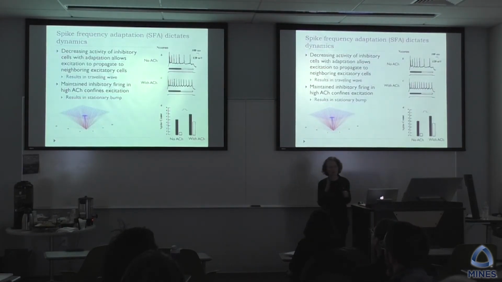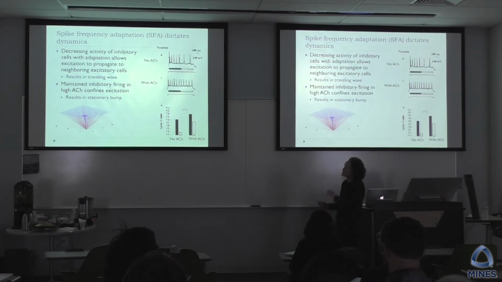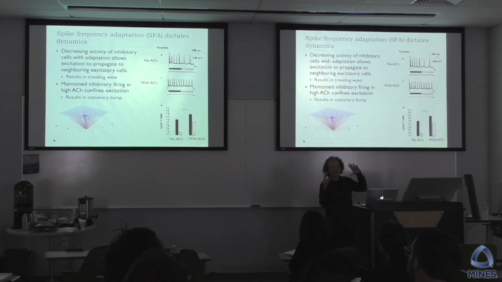But what was even more interesting, without going into a lot of details, is that in this case, it wasn't really the PRC. I've been harping on the PRC this whole time. It wasn't the PRC that underlined the difference between a stationary bump and a traveling bump. It was the cholinergic change to the spike frequency adaptation. So whether or not a neuron changed its firing frequency over time, it was that change in spike frequency adaptation with acetylcholine that dictated whether or not we got a stationary bump or a traveling bump.